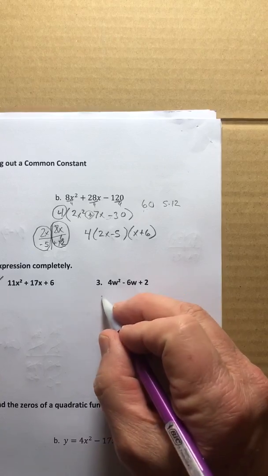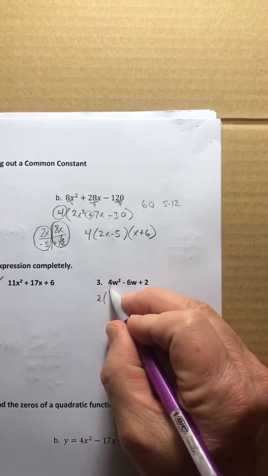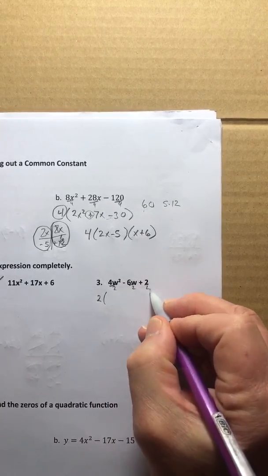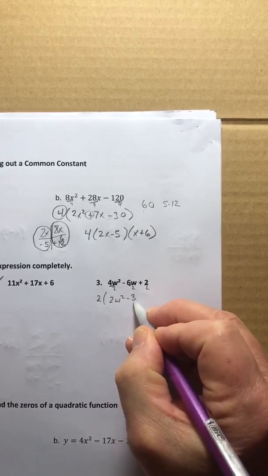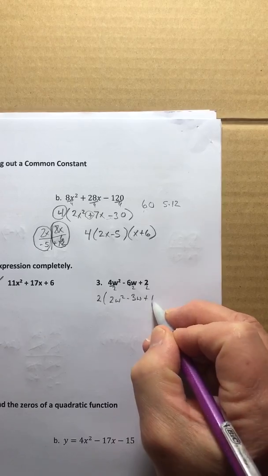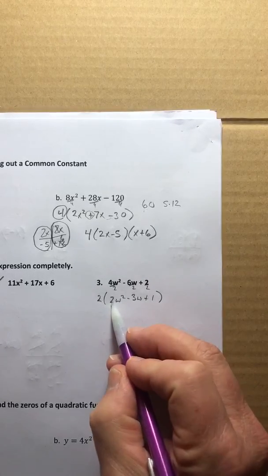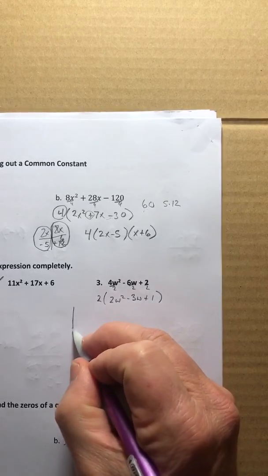So then we're going to factor a 2 out. Again, divide them all by 2. Gives us 2w squared minus 3w plus 1. All right, again, we've got a leading coefficient, so we've got to do our box.